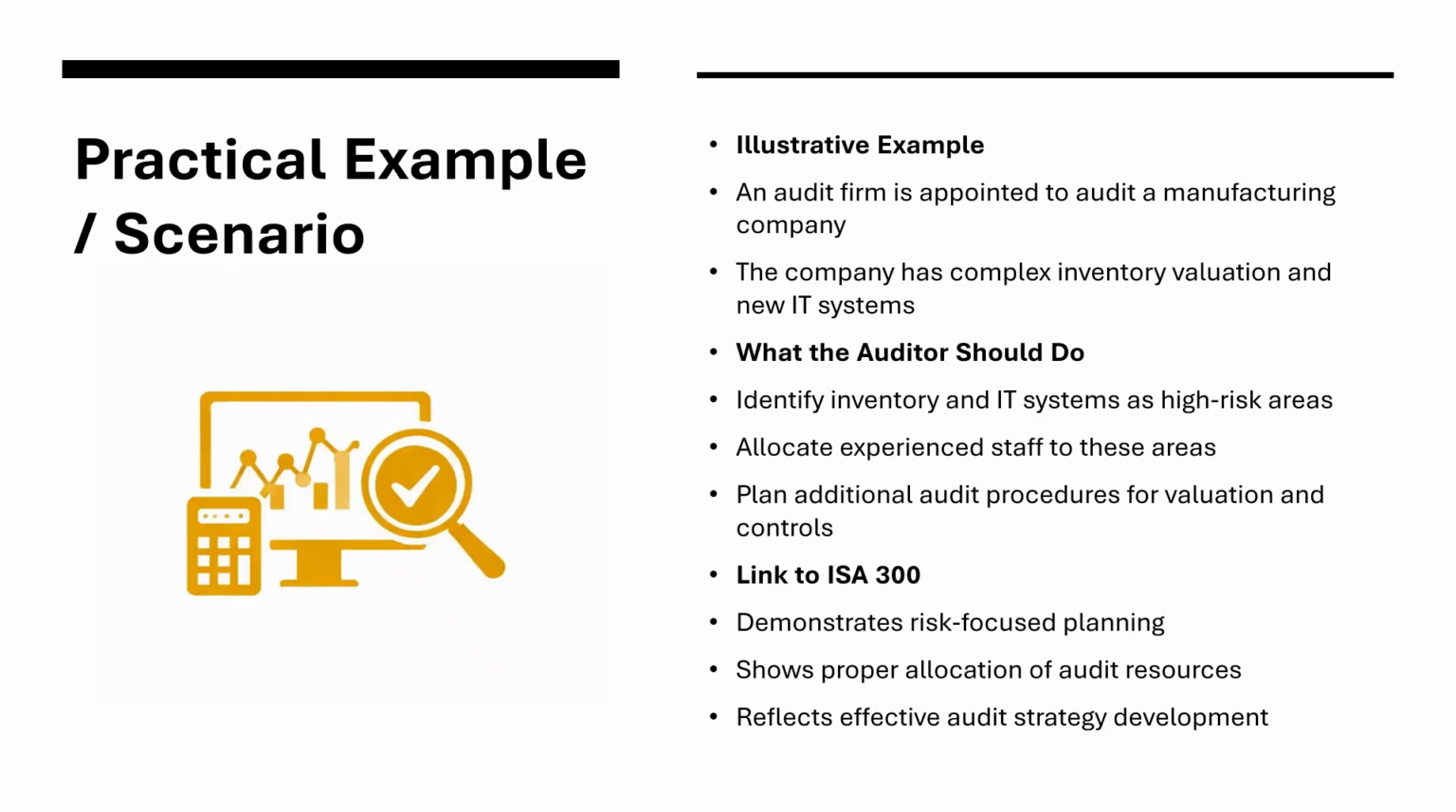Let's look at a practical example to bring this to life. Suppose an audit firm is appointed to audit a manufacturing company. The company has complex inventory valuation and has recently implemented a new IT system. Under ISA 300, the auditor should identify inventory and the IT system as high-risk areas. Experienced staff should be allocated to these areas and additional audit procedures should be planned. This example shows how planning is risk-focused, how resources are allocated properly, and how the audit strategy guides the overall approach.